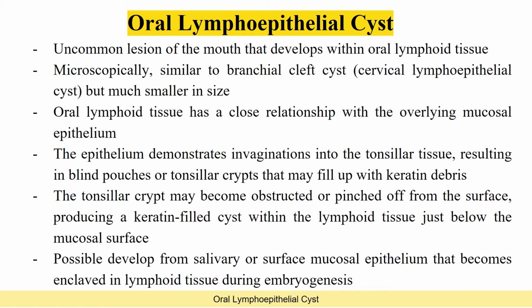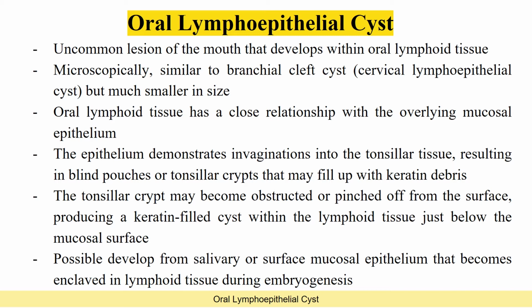Moving on to the oral lymphoepithelial cyst, it is an uncommon lesion of the mouth that develops within the lymphoid tissue. Microscopically, it looks similar to the branchial cleft cyst, but much smaller in size. The oral lymphoid tissue has a close relationship with the overlying mucosal epithelium. The epithelium usually will demonstrate invaginations into the tonsillar tissue, which results in the formation of blind pouches or tonsillar crypts that may fill up with keratin debris.